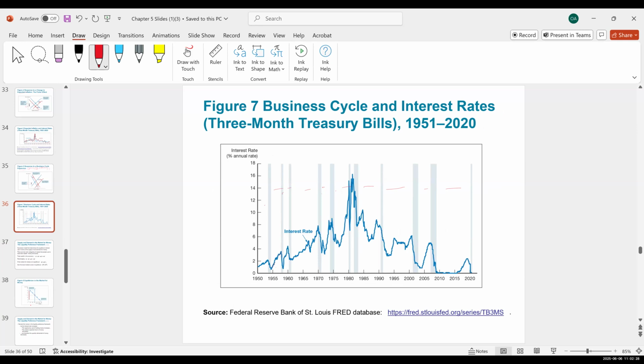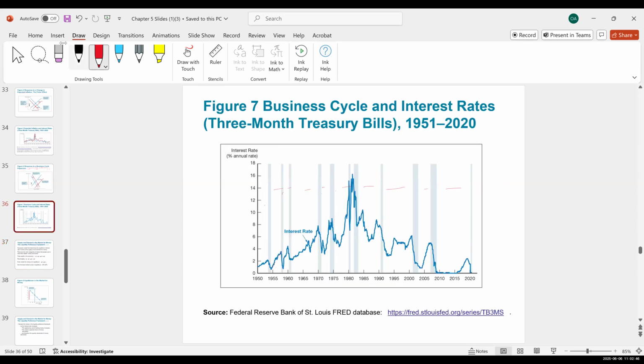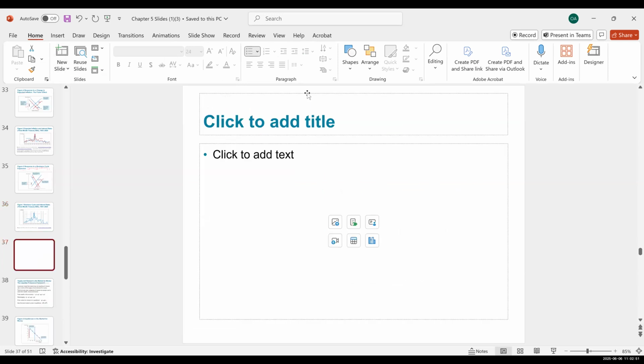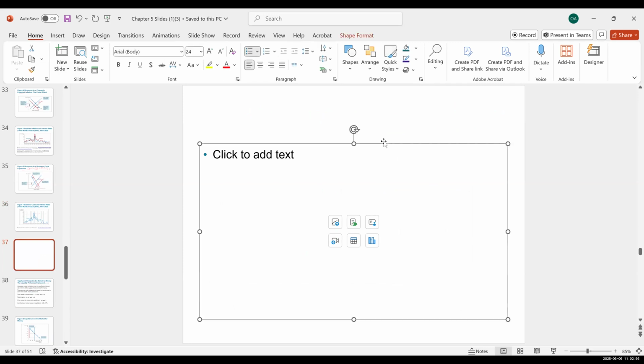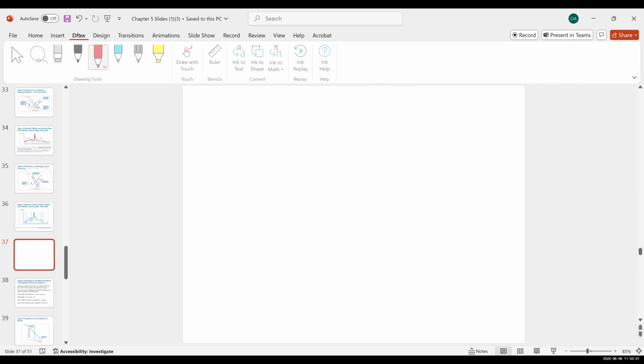Okay. Now let's talk about another framework, a framework that was developed by John Maynard Keynes. We're going to talk about supply and demand in the market for money, what we call the liquidity preference framework. When John Maynard Keynes wrote his book in 1936, a book that set off a revolution in the economic profession, he dedicated a couple of chapters of that book to the concept of interest rates and the money market. When Keynes is writing about the money market, he calls the money market analysis the liquidity preference theory.